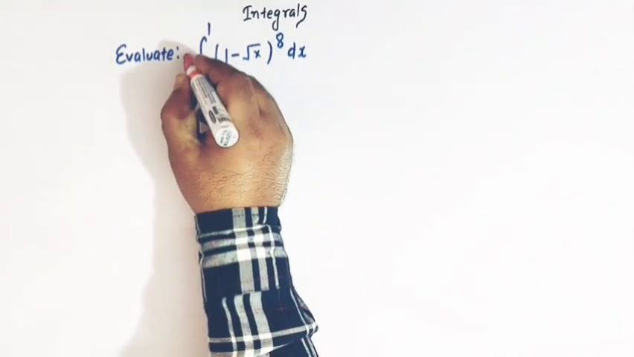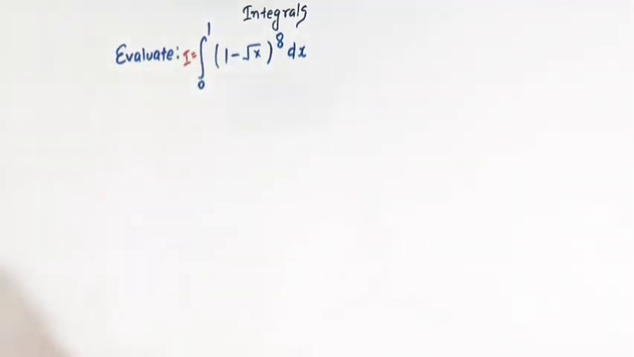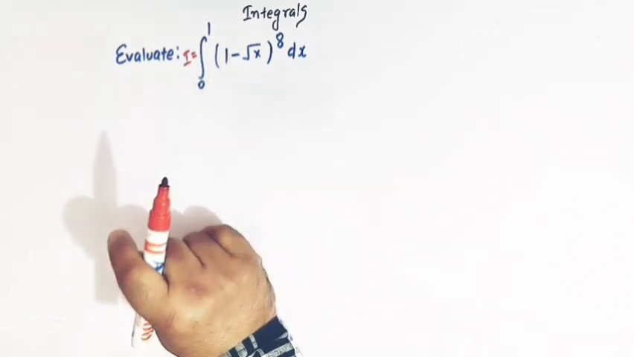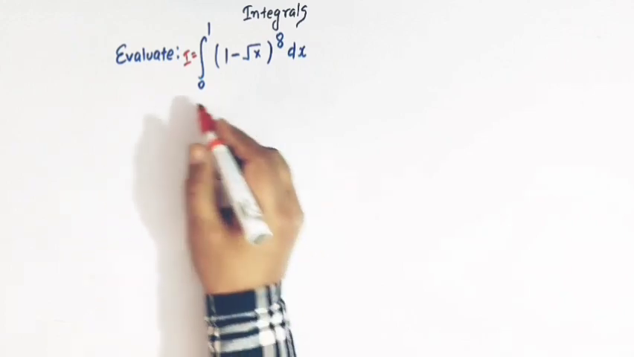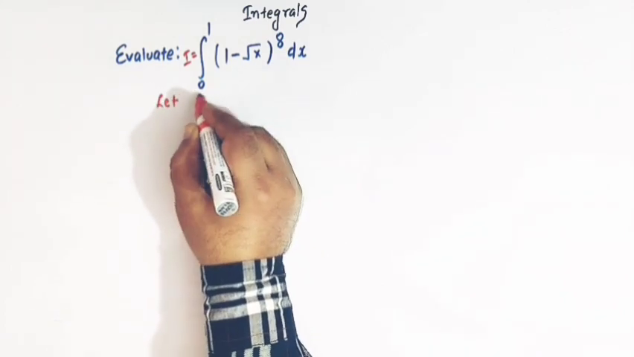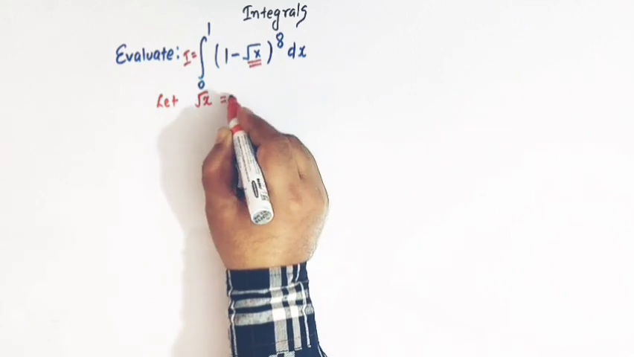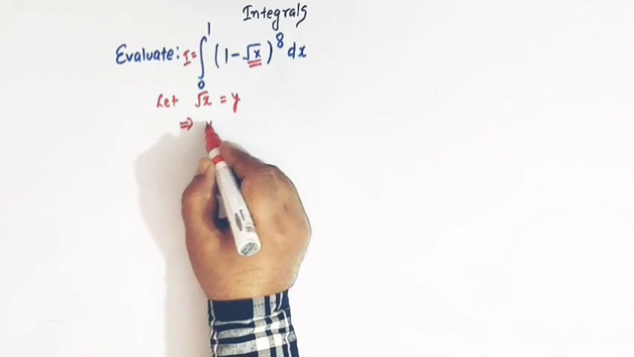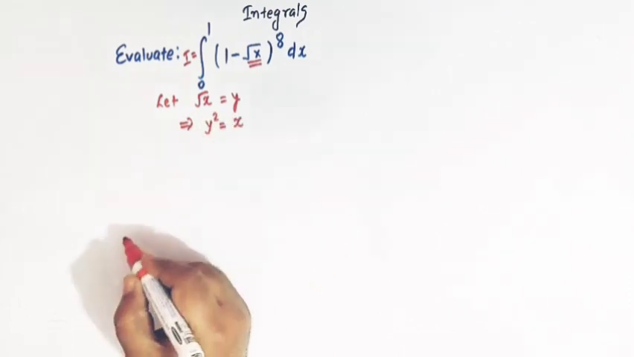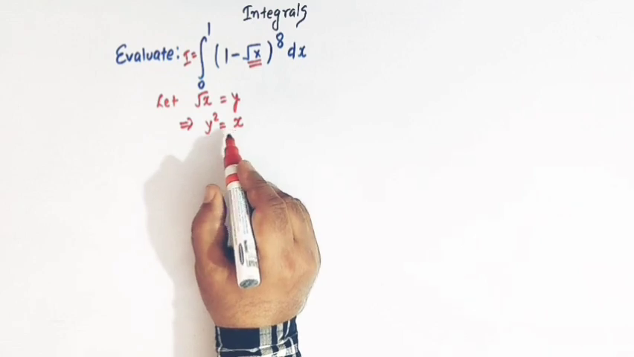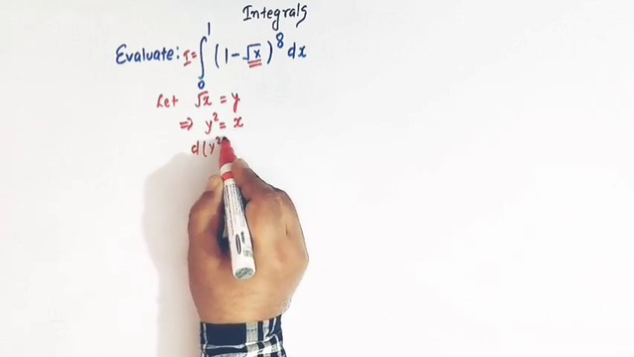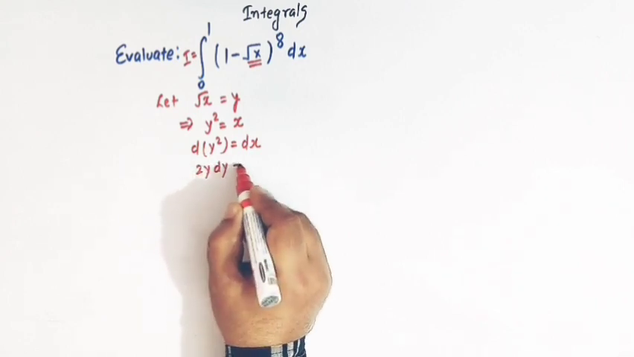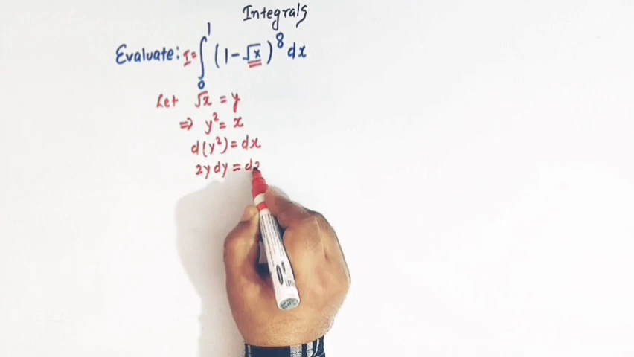So let us call this integral as I, right? So here what we will do, we'll make use of the method of substitution, right? So let us substitute square root of x as y, right? So y squared is equal to x, right? So let us differentiate both sides. So d(y squared) is equal to dx, so we have 2y dy is equal to dx, right?